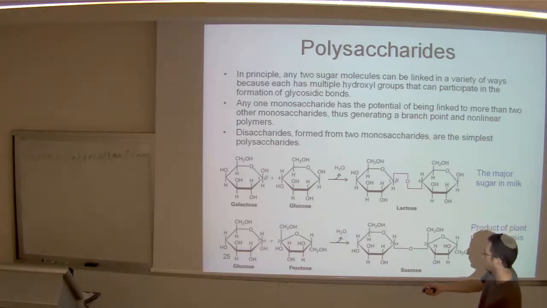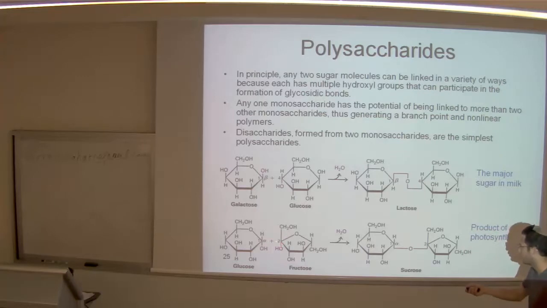Take a glucose and allow it to attain a 1-to-2 configuration bond to fructose, and you will get the disaccharide sucrose, which is the main product of plant photosynthesis.